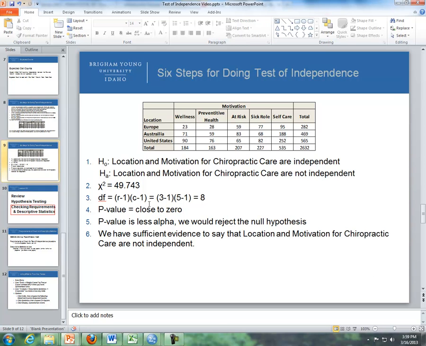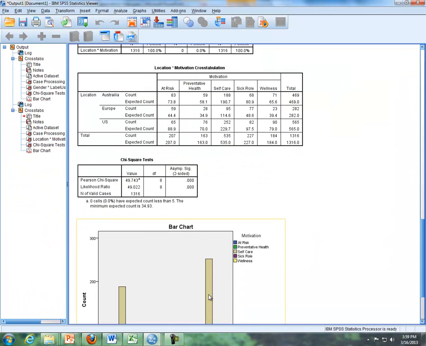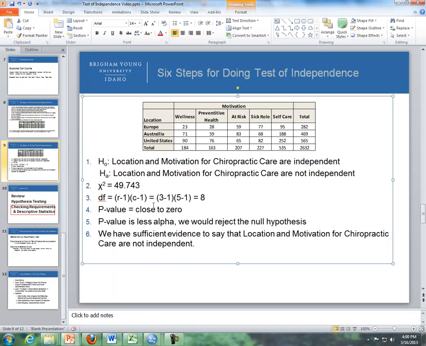Okay. So steps two, three, and four, we can get that from either Excel or SPSS. And so what I'm going to show you here is the output that I have from SPSS, which will be similar to Excel. So this here is our test statistic, 49.743. Here's our degrees of freedom. If you remember, it's the number of rows minus one times the number of columns minus one. And then this here is our p-value, which is close to zero. Okay, so steps two, three, and four.